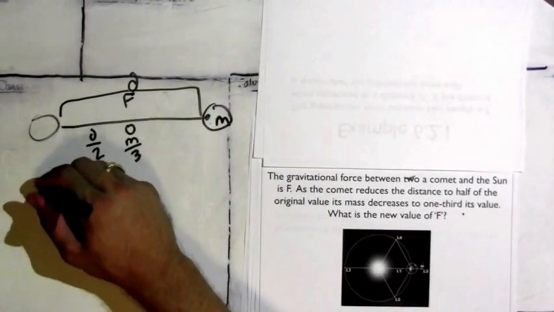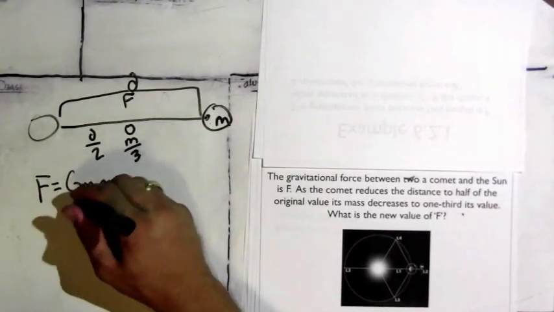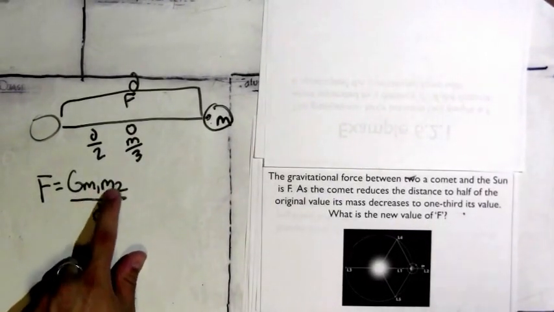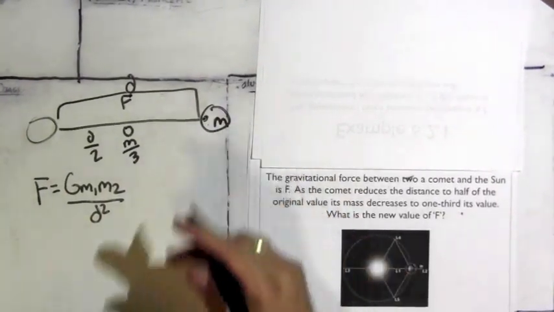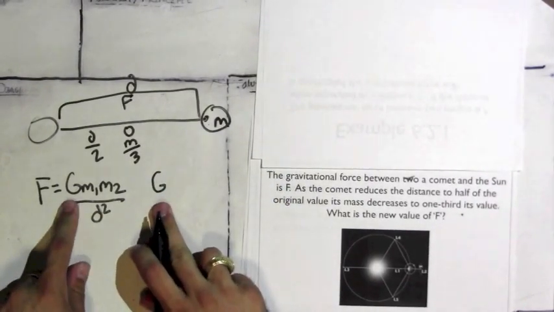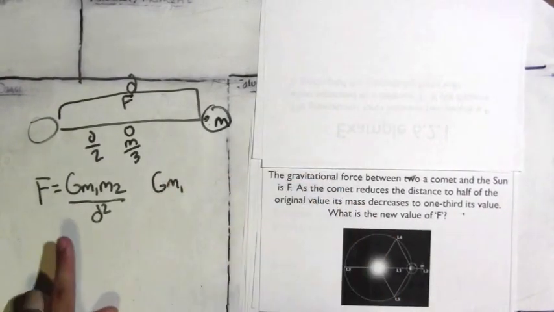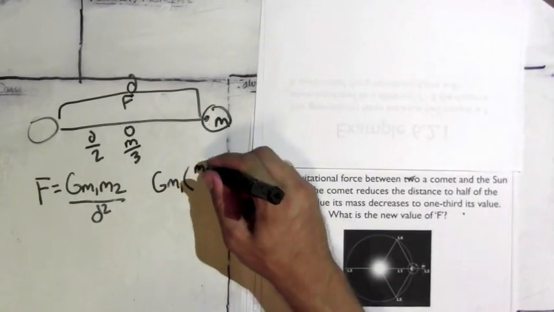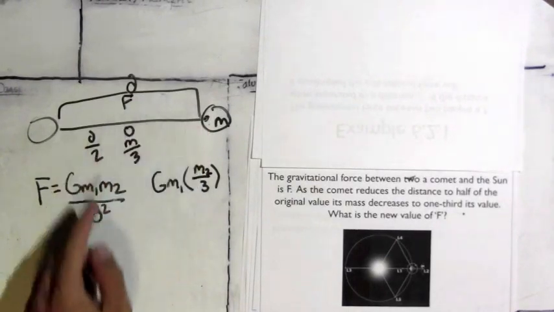In order to do that, we say F equals G m1 m2 over d squared. When I do this, I have the mass of the sun, the mass of the comet, and the original distance between them. They give me a force of F. But now let's look at the second situation. I'm still going to have G, the universal gravitation constant, that's not going to change. I have the mass of the sun, that is also not going to change. But now instead of m2, I'm going to have m2 over 3, because the mass of the comet is being reduced.